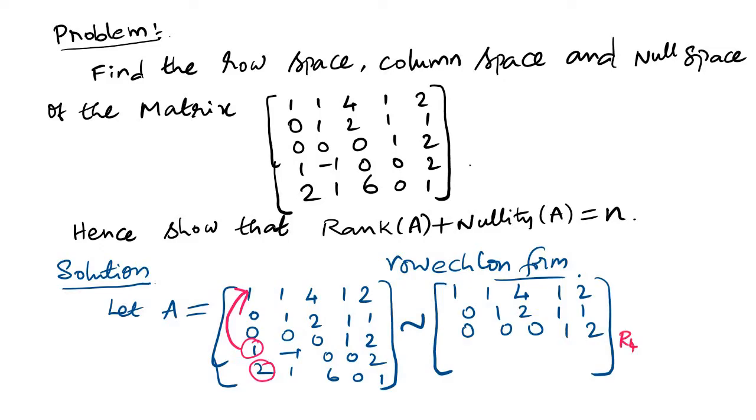The operation is R4 minus R1. We get 0, minus 2, then minus 4, minus 1, 0. Similarly, we have 2 in the fifth row and 1 in the first row. So multiply the first row by 2 and subtract it from the fifth row. So the operation is R5 minus 2R1. You get the answers as 0, minus 1, minus 2, minus 2 and minus 3.